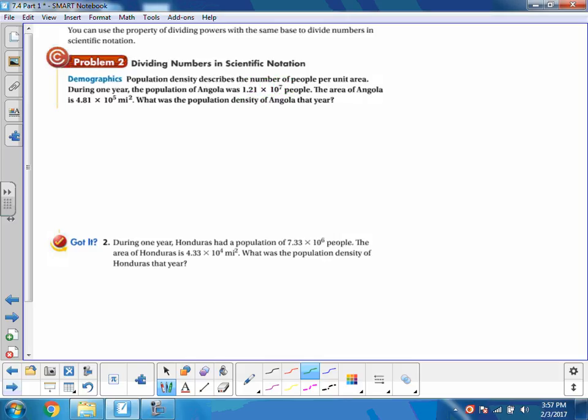What's the population density of this place in that year? So I'm going to take 1.21 times 10 to the 7th, and I'm going to divide that by 481 times 10 to, what number is that? Looks like the 5th. Okay, now this one, kind of same thing we do with the exponents: I'm going to take these coefficients and divide them out, and I end up with 0.252.